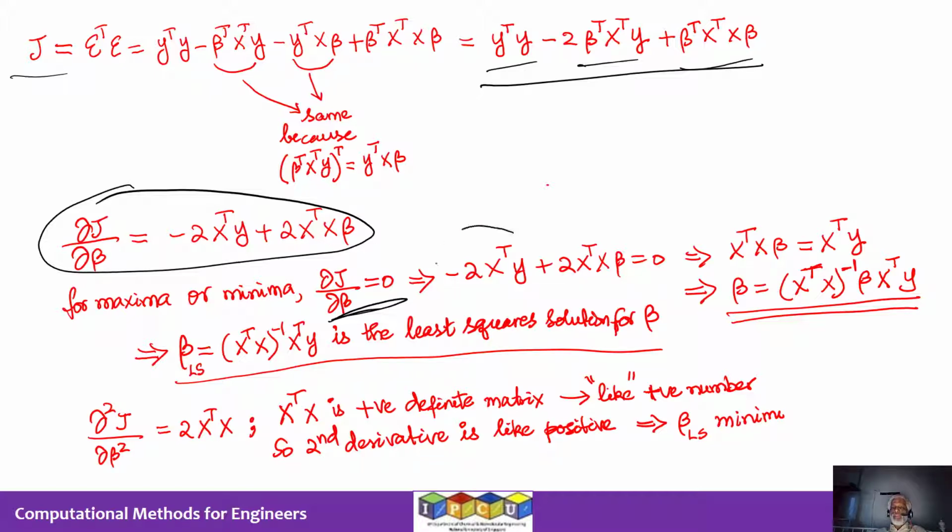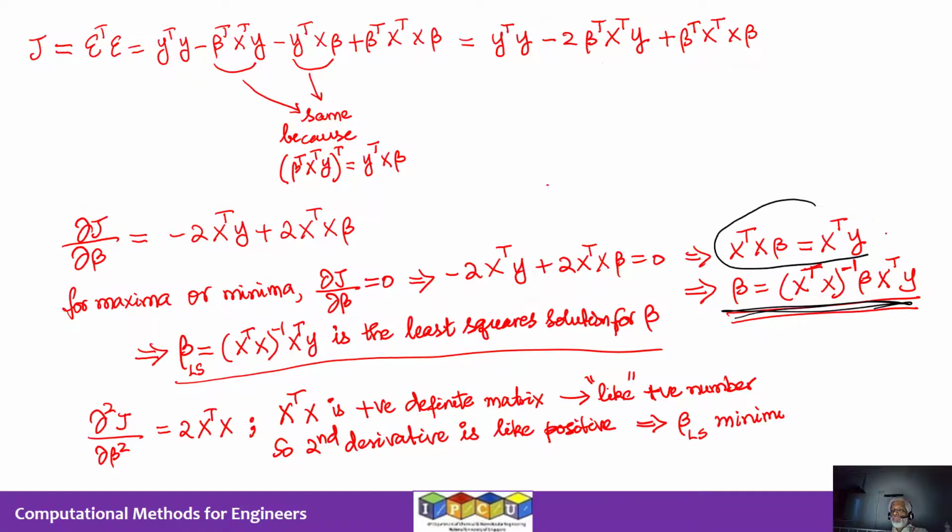So I can take this minus 2x transpose y to the right hand side. Therefore, the left hand side will be 2x transpose x beta, and the right hand side will now be 2x transpose y. And I can cancel out this 2 on both sides, and I will get x transpose x beta is x transpose y. So from here, how do you get beta?